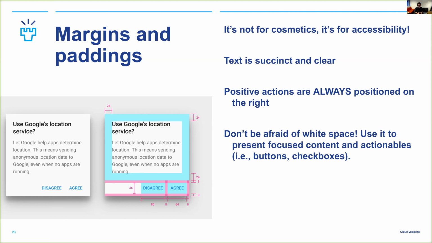The other thing that you will notice is that positive actions are always positioned on the right. So if you see here, the agree button is actually on the right side, and then the disagree button is on the left side. Why is that? The reason is that we want to make sure that it's easier for the user to accept something or to agree with something than it is to disagree. For example, we really want to make sure that when the user cancels something, that's really what they want. And so that's why, in general, the guideline here is to have positive actions always positioned on the right.